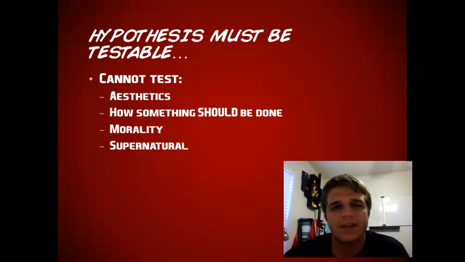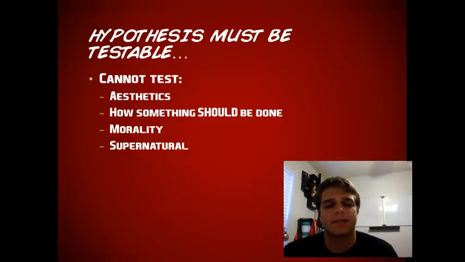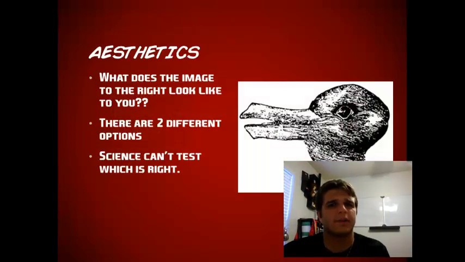Well, science actually can't test things such as aesthetics, or how something should be done. A preferential method is actually something that can be tested, but how you believe something should be done is something that you can't test, and that goes into morality. So those two kind of tie together. And science can also not test the supernatural. We'll discuss these all a little bit more in depth as we go along.